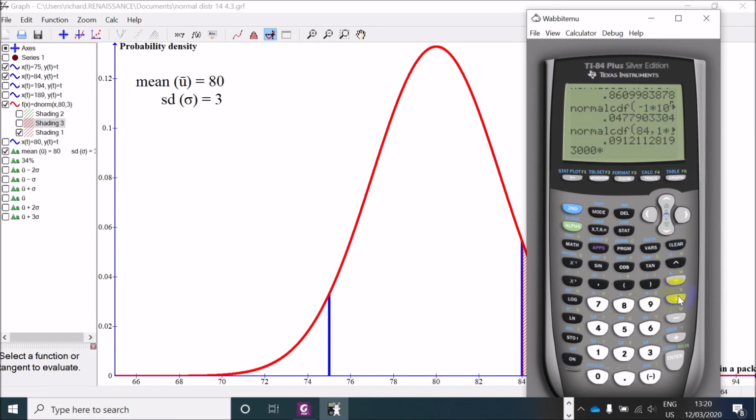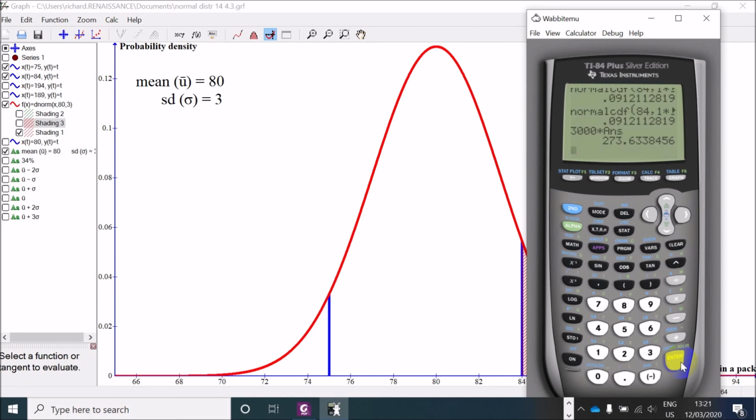Let me use the screen here, and let me use the answer that I got from before. Enter. Oh, sorry. Let me redo it. 3,000 times the answer, and the answer is here. And I would find 273, 274 of those matchboxes that would have more than 84 matches.